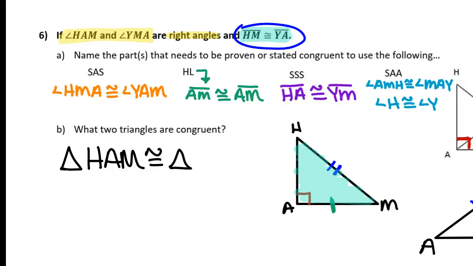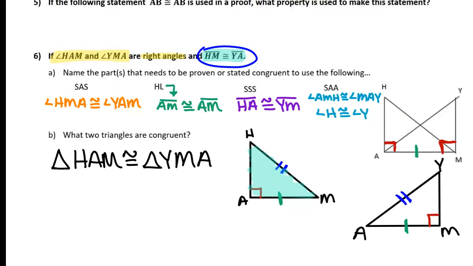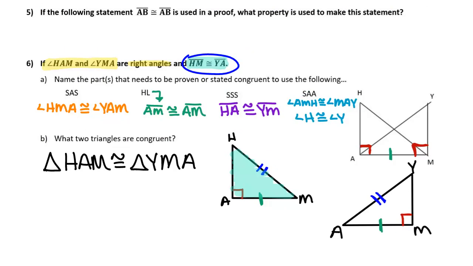H corresponds to what on this triangle? Which one? Y, yes. So I'd start with Y. A over on this triangle, that's my right angle, corresponds to what on this triangle? M. And then this little angle M on this triangle corresponds to what on my white triangle? A. So triangle HAM is congruent to triangle YMA. Very nicely done.